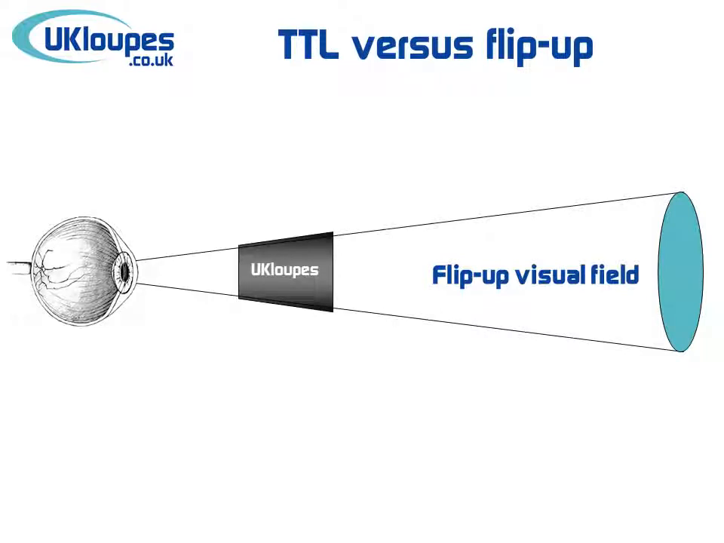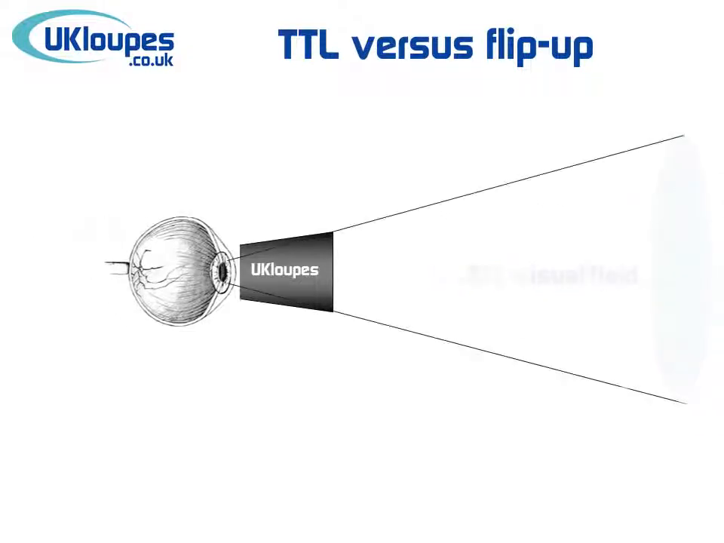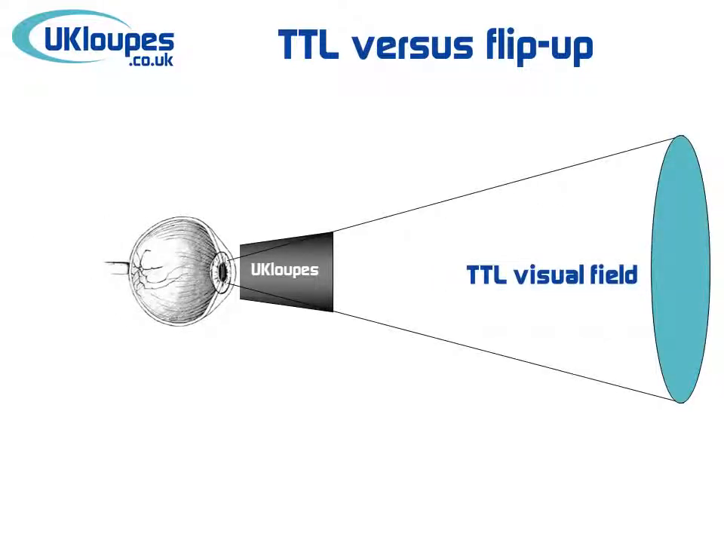This next animation shows how positioning the magnifying loop closer to the eye increases the visual field. The diagram shows the rough distance of your eye to the magnifying piece in flip-up loops, and as it's moved closer, the TTL setup allows a greater visual field.